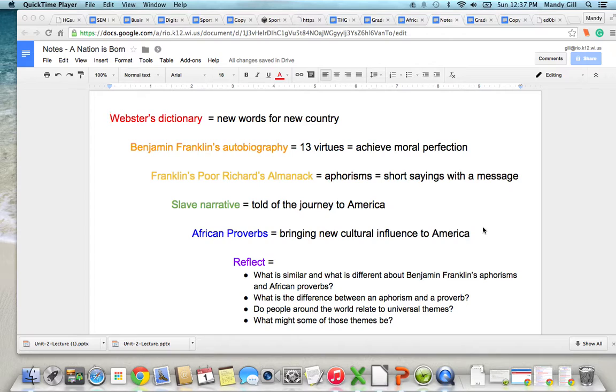We started out with Webster's Dictionary. New country, 13 colonies joining together. We thought we better create our own language and get rid of some of the British spellings. So we started out there.